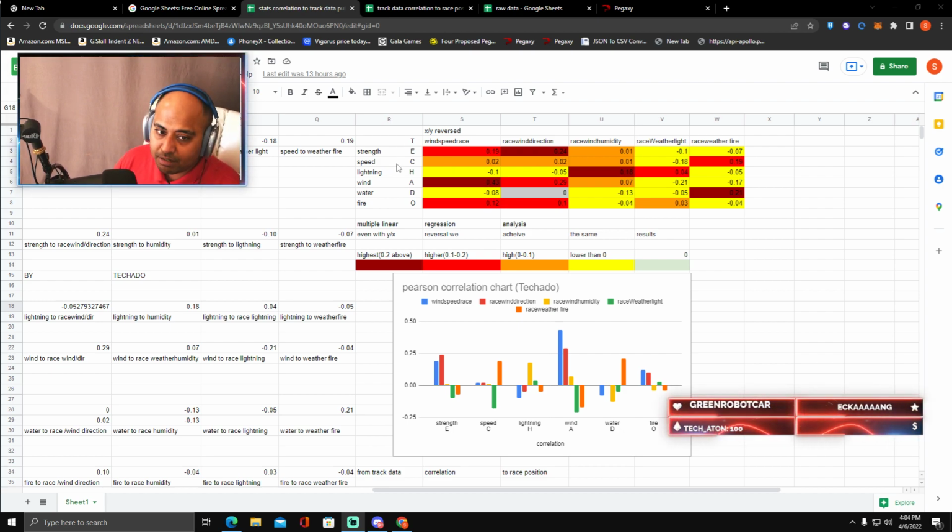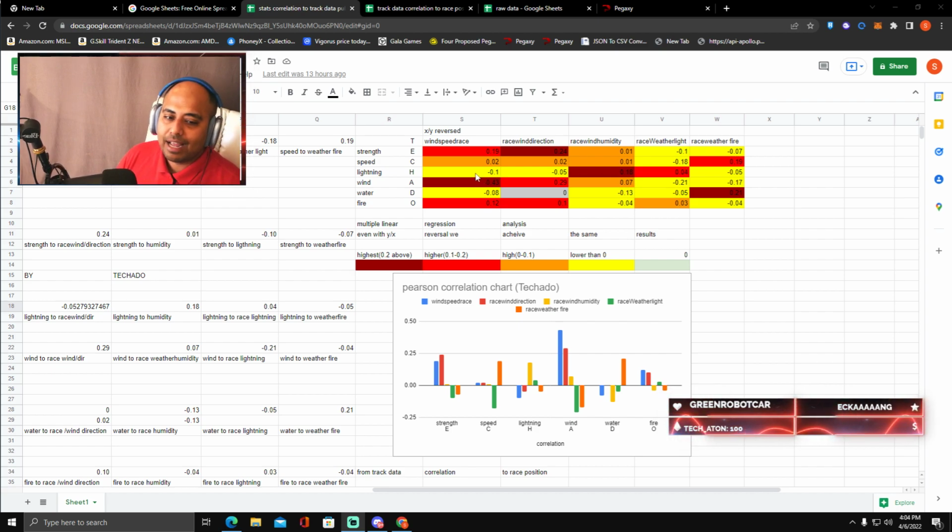Your speed is at par with your strength. So speed and strength is more or less going together. But your speed has got higher, not the highest. You'll see your color coding out here. Speed is not that much, but speed has got a very high correlation on a stadium with higher weather fire.